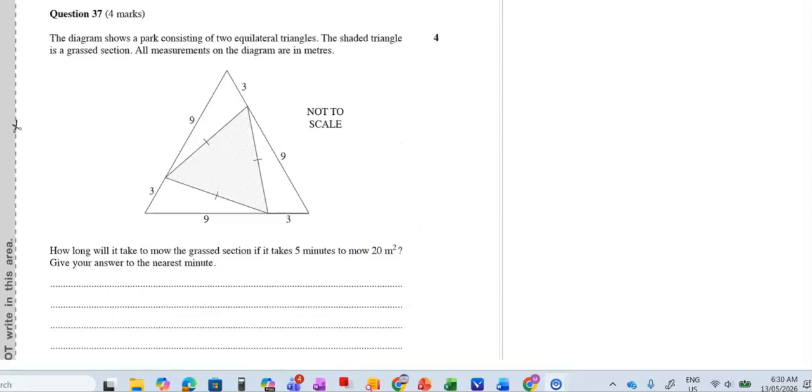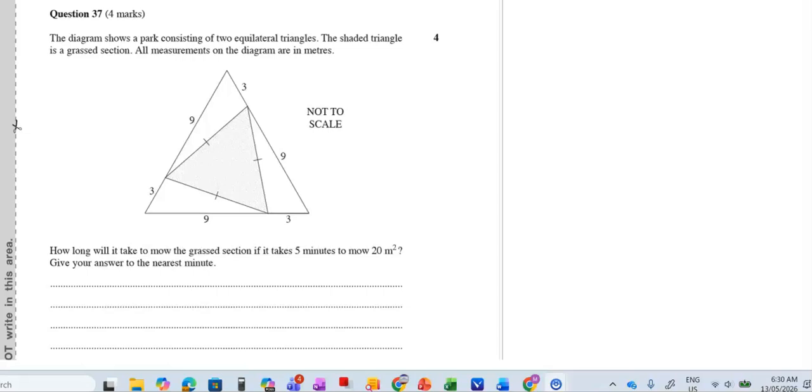Question 37. The diagram shows a part consisting of two equilateral triangles. The shaded triangle is a grass section. All measurements are in metres. How long will it take to mow the grass section if it takes 5 minutes to mow 20 square metres? Give your answer to the nearest minute. Pause here to try it yourself.